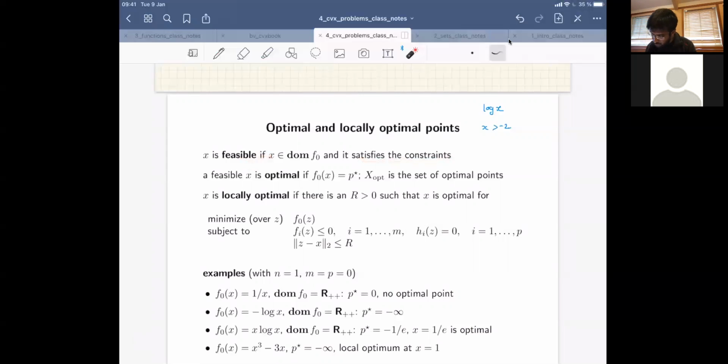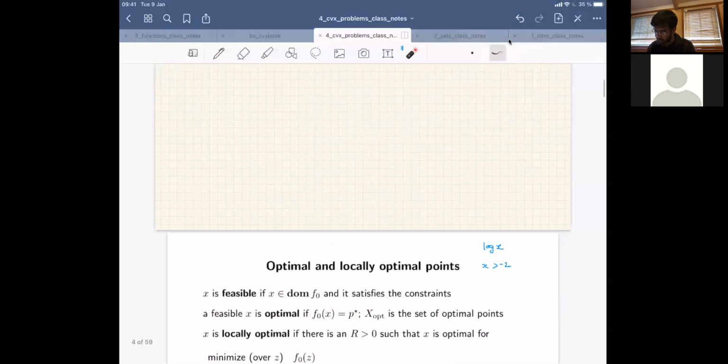Now, a feasible point x is optimal if that point gives you the optimal value of the problem. These are very simple things; we are just formally stating them. For a point x to be optimal, one thing is it has to be feasible. Otherwise, we cannot say that x is an optimum point. The second thing is that if you plug that x into the objective function, it achieves the optimal value.